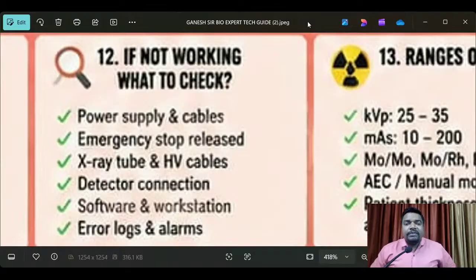Come to the point right now. If it's not working, what to check? See here, which is very, very important. Whenever you get a complaint, don't panic. Don't fear, and don't give the wrong statement to the hospital.